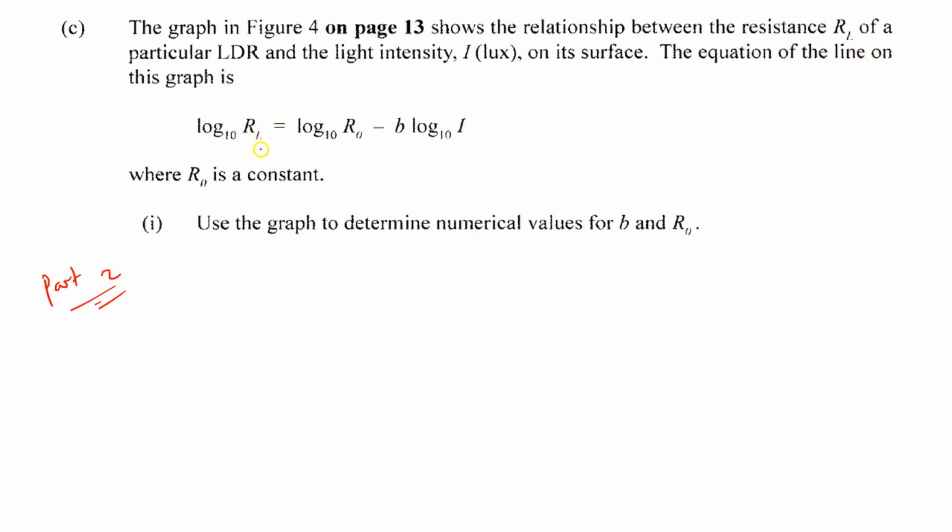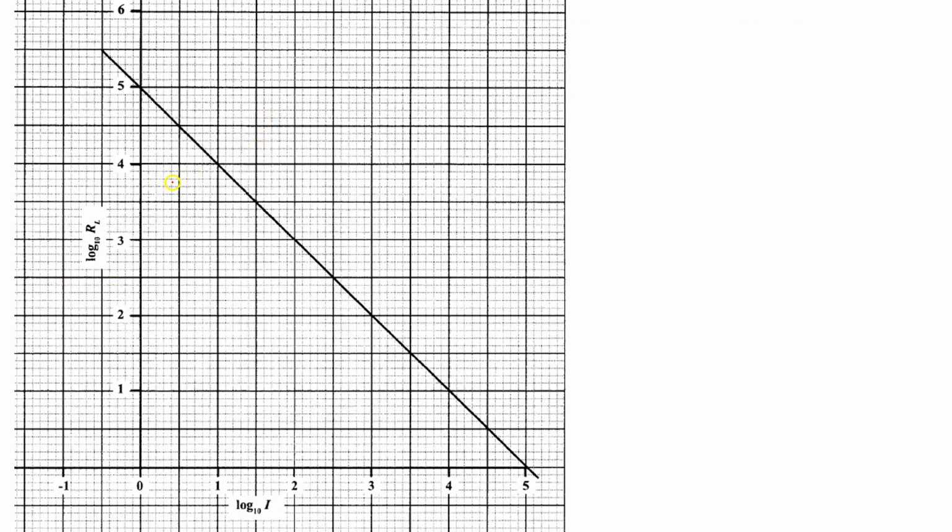So, ladies and gentlemen, in physics you'll always see equations. That is a given, and you will always see some type of linear equation. One of the things you must be able to easily identify: let's look at the graph. The graph is log base 10 of RL versus log base 10 of I. So this is your x variable, and this is your y variable.